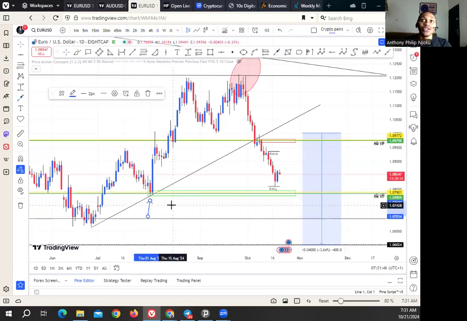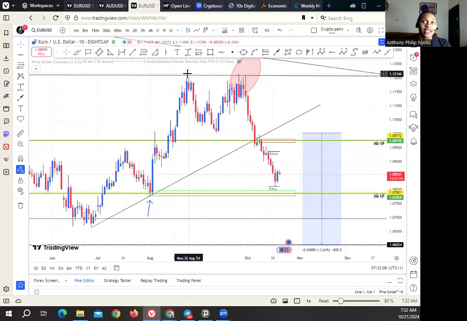Since this particular zone here, this engulfing candle, is a significant area of reversal, there is a chance, psychologically, that when the market comes back to this level, 1.07900, I repeat, 1.07900, which is the psychological level, there's going to be a reversal to the upside.